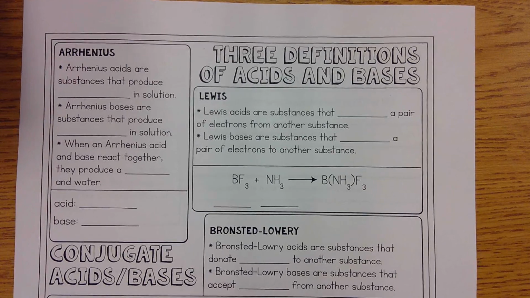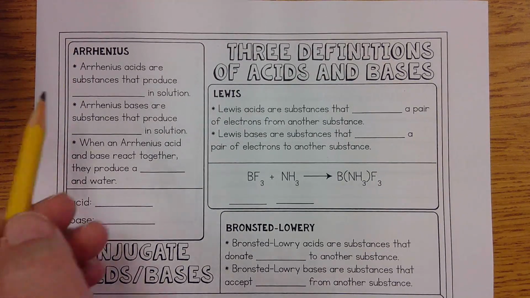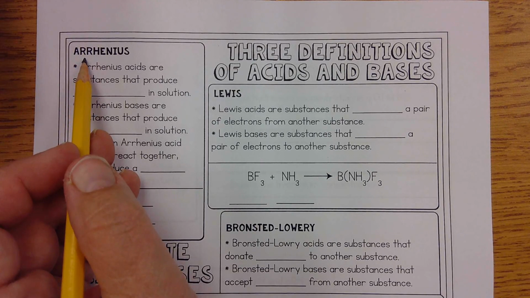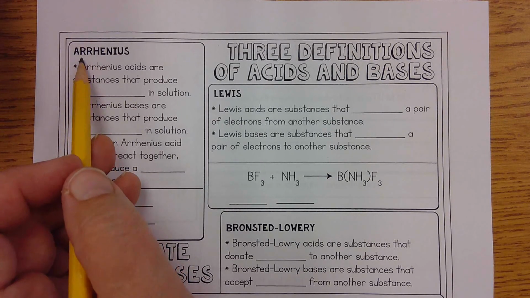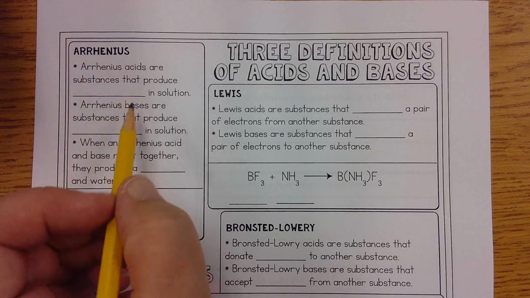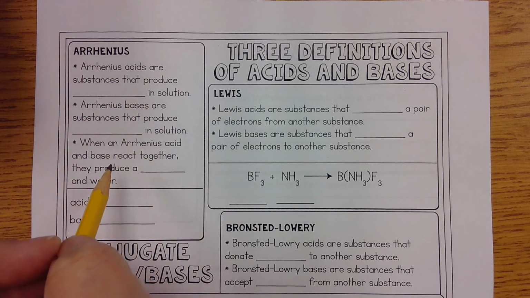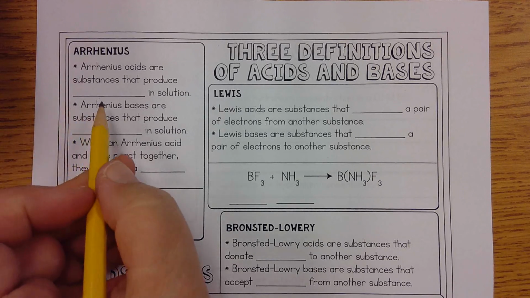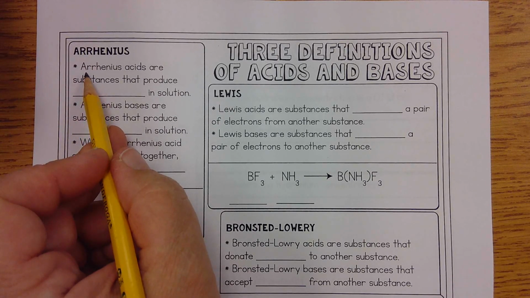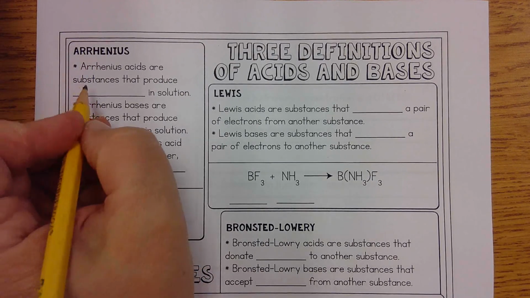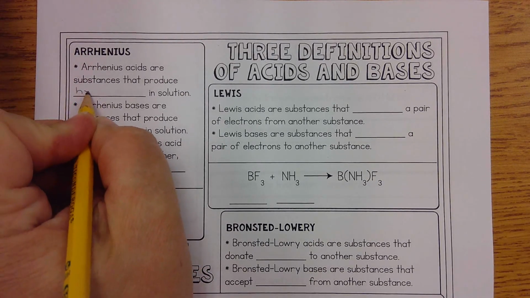The first way acids can be defined was by a scientist named Arrhenius way back when. And so obviously this method is named after him. Arrhenius acids are substances that produce hydrogen ions.